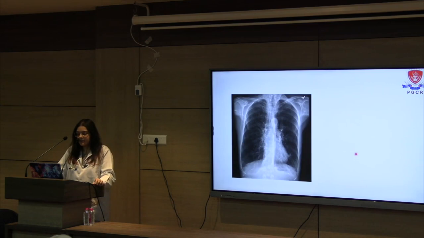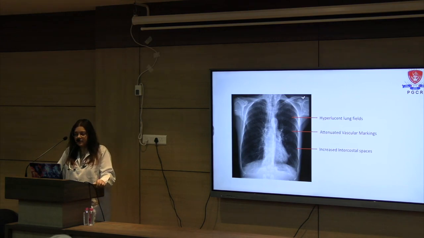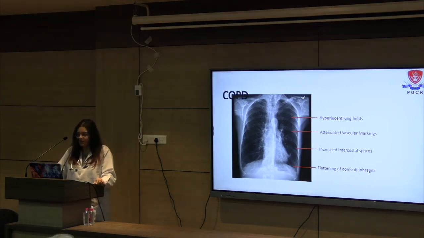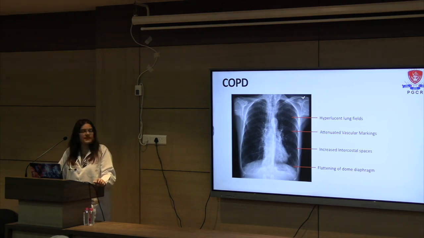On this chest X-ray, we can see the lung fields are bilaterally hyperlucent. The vascular markings are attenuated. There is increased intercostal spaces and flattening of the dome of diaphragm. What do you think is the diagnosis here? So this is the classical presentation of COPD.